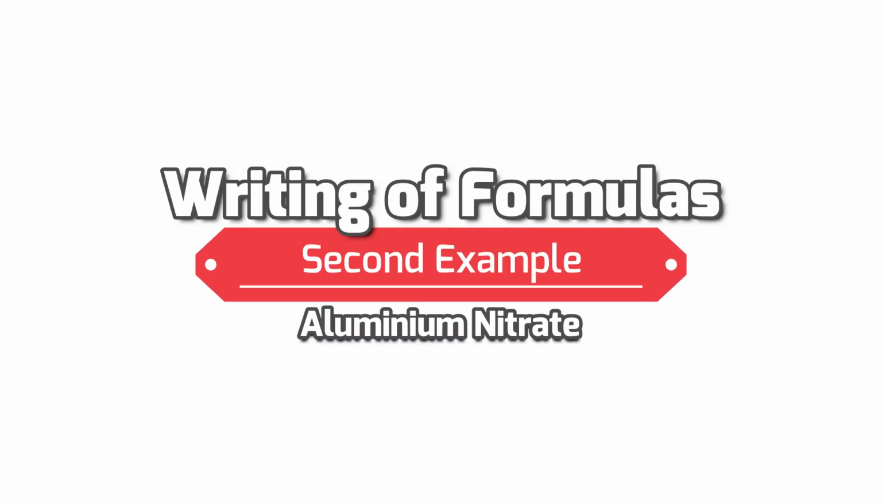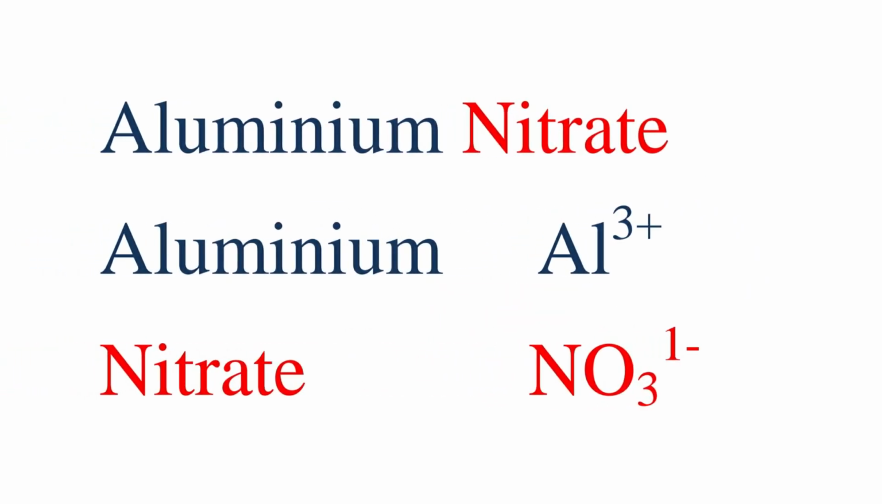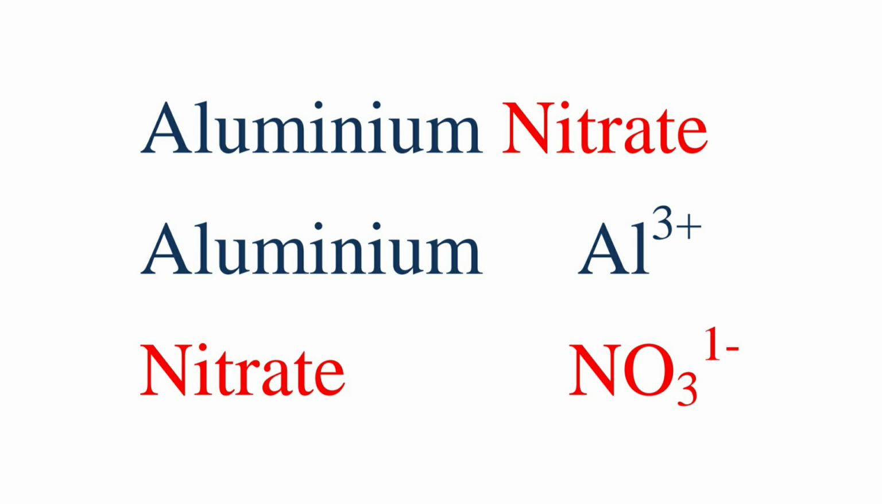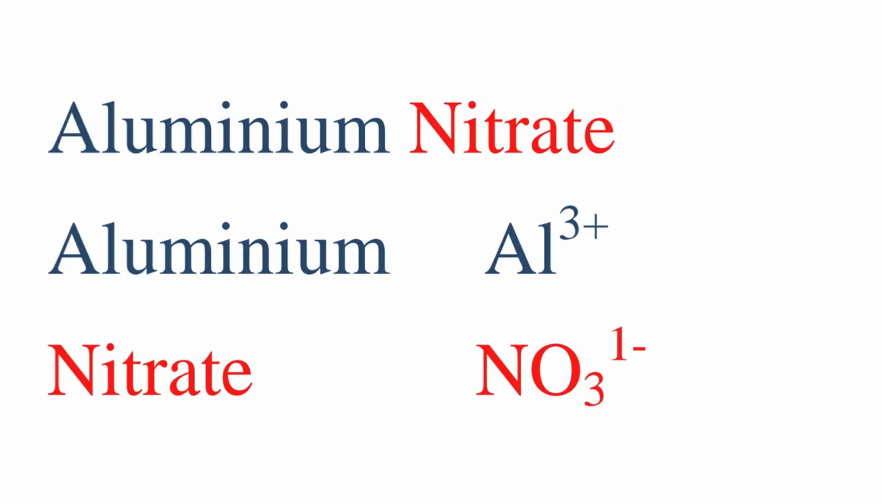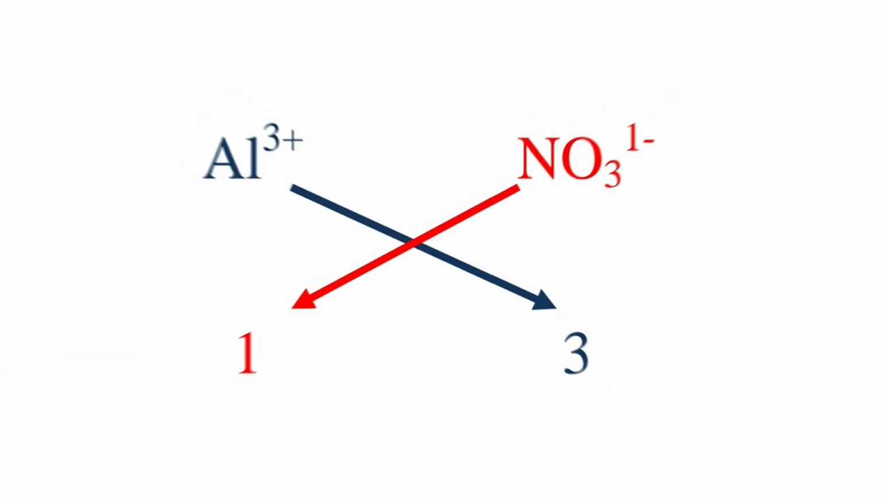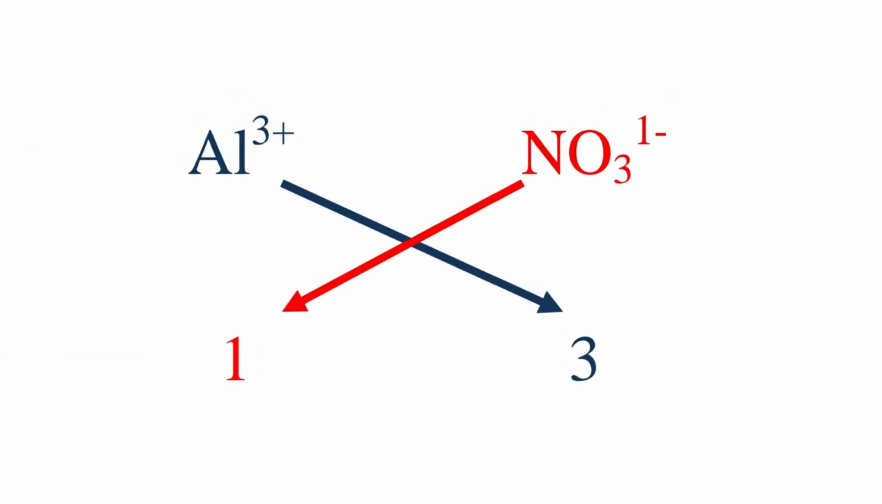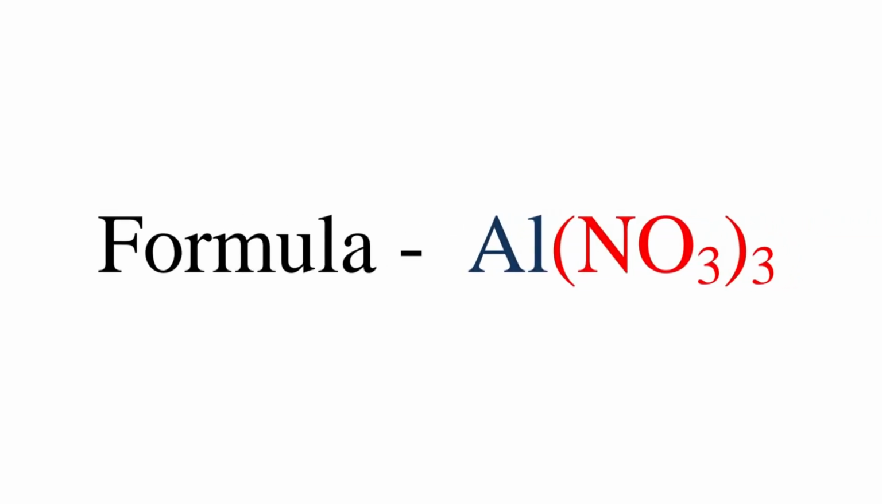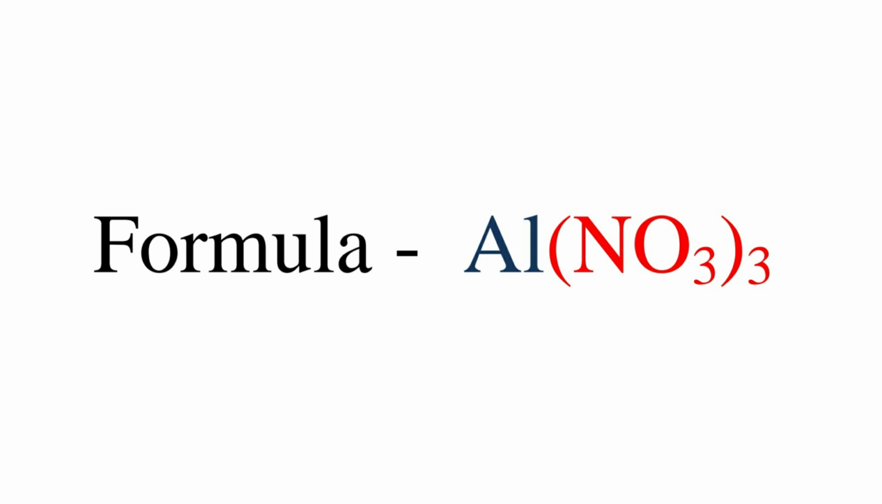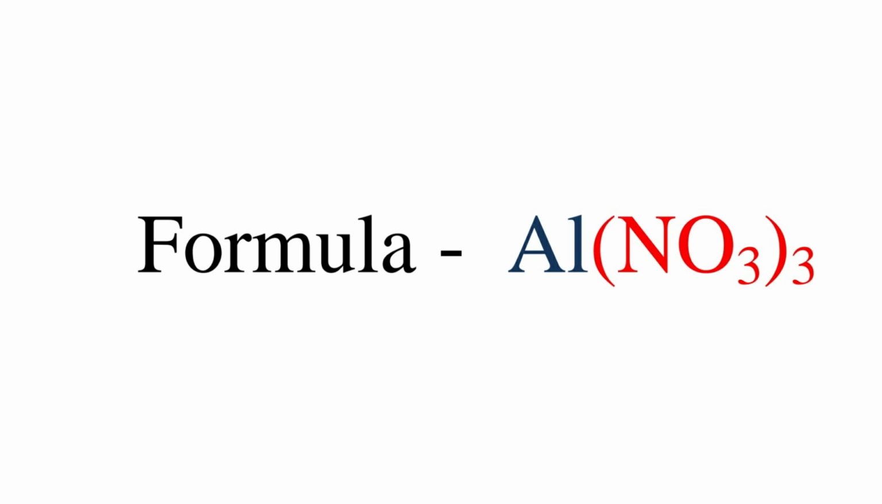Let's take our second example, aluminium nitrate. Aluminium nitrate contains aluminium and nitrate radicals. In this, aluminium is 3 plus and nitrate is 1 minus. Here, if we do the cross multiplication of the valencies, we get the formula Al(NO3)3. Here we use this bracket to separate the 3 of nitrate and the 3 that comes from aluminium. Otherwise, it will look as 33, which is wrong.